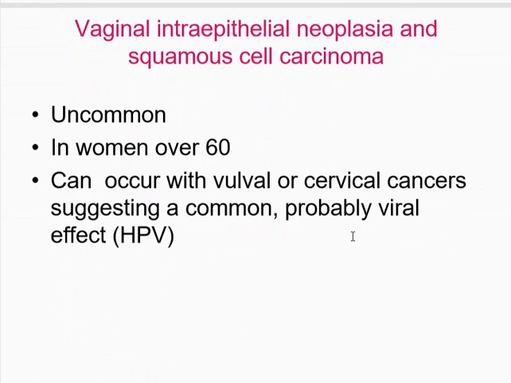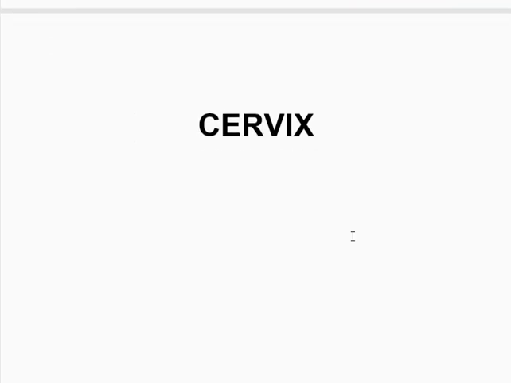Vaginal intraepithelial neoplasia and squamous cell carcinoma of the vagina are very uncommon lesions, occurring especially in the elderly. They commonly associate with vulvar or cervical cancers, and this suggests that most of them are related to HPV infection.